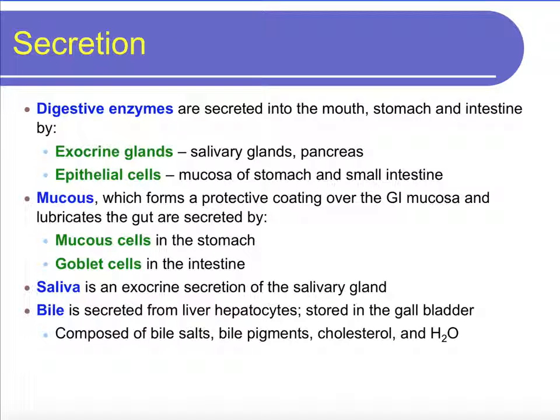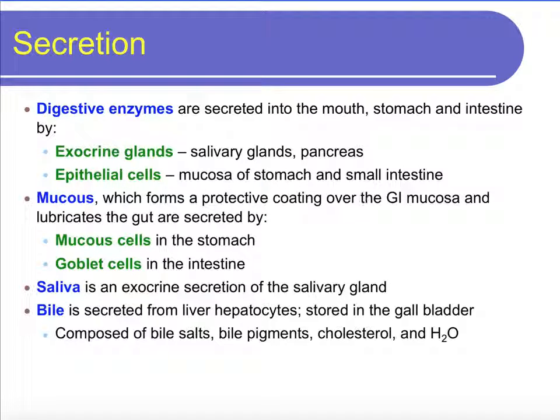Okay. So another important process of the GI tract is secretion. So I've mentioned some of these secretions already. We have digestive enzymes that help the digestive process. They help break down foods. So the first digestive enzyme our foods will come across would be in our mouth, and that would be our saliva. So saliva is released by an exocrine gland, the salivary gland. We have other exocrine glands like the pancreas, which releases most of our digestive juices. But digestive enzymes are also released by epithelial cells of the mucosa layer, for example, in our stomach and the small intestine.